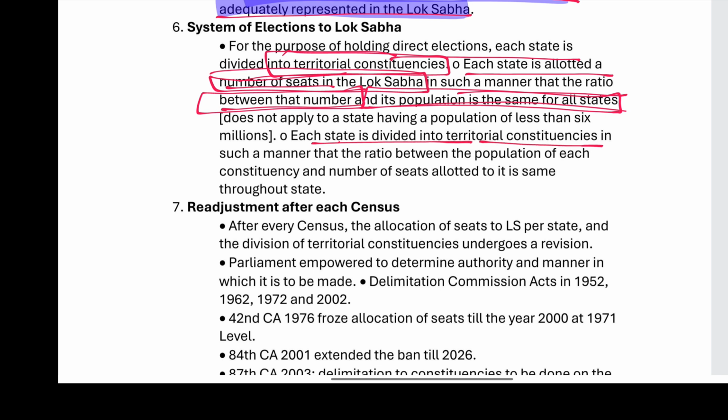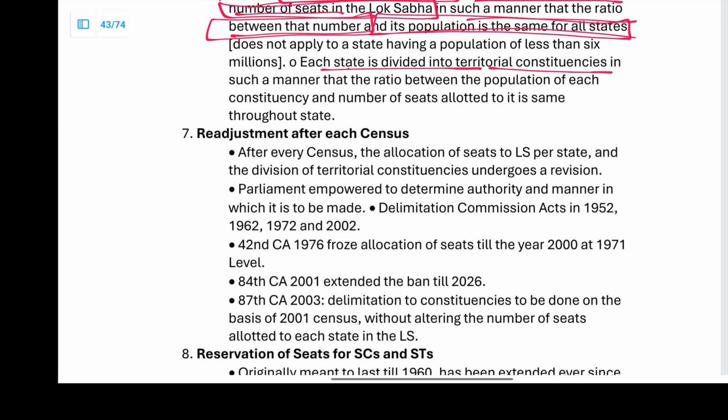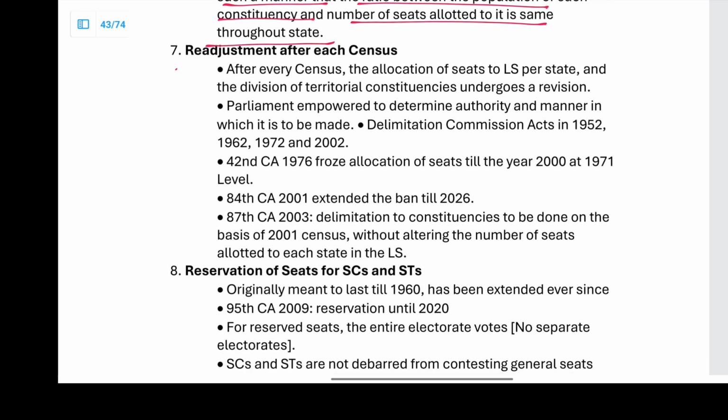Each state is divided into territorial constituencies in such a manner that the ratio between the population of each constituency and the number of seats allotted to it is the same throughout the state. Readjustment after the census: after every census, the Lok Sabha seats are readjusted and the division of the territorial constituencies undergoes a revision. Parliament is empowered to determine the authority and manner in which it is to be made.